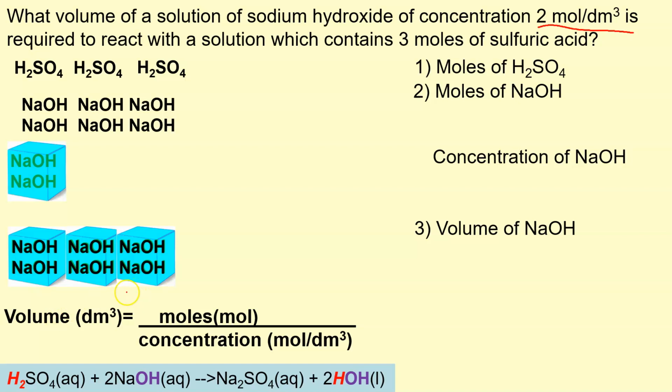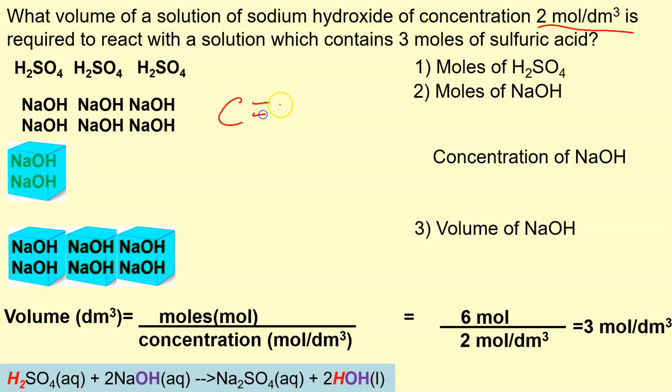Again, we could also just use the equation. Volume is equal to moles divided by concentration. So 6 divided by 2, giving us 3 decimeters cubed. If you learn the equation, concentration is moles divided by volume. We can rearrange this equation to get volume is moles divided by concentration.